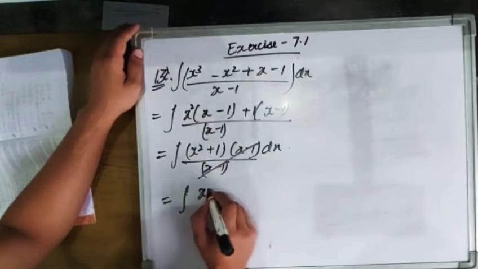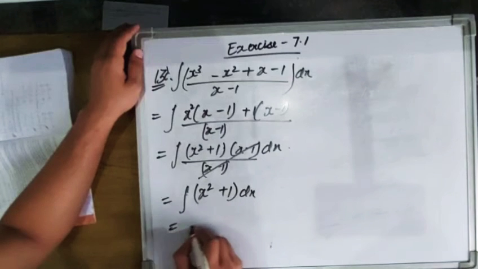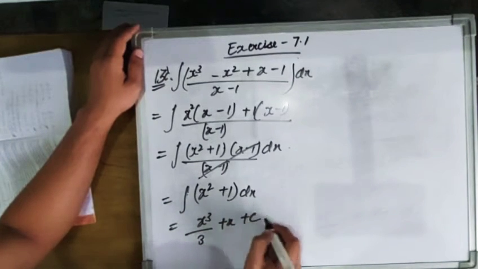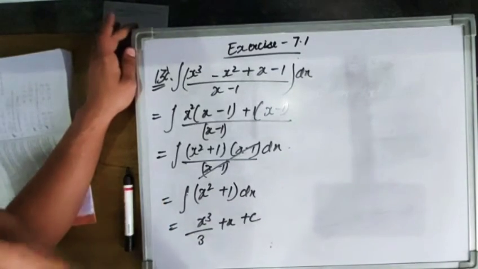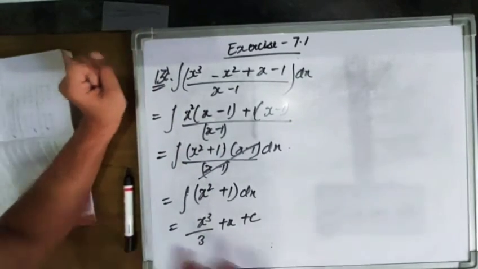So the integration of x square plus 1 would be x cube upon 3 plus x plus c. This is the 13th question. This question is very important, so pause the video to note it down. Then we will move to our 19th question.